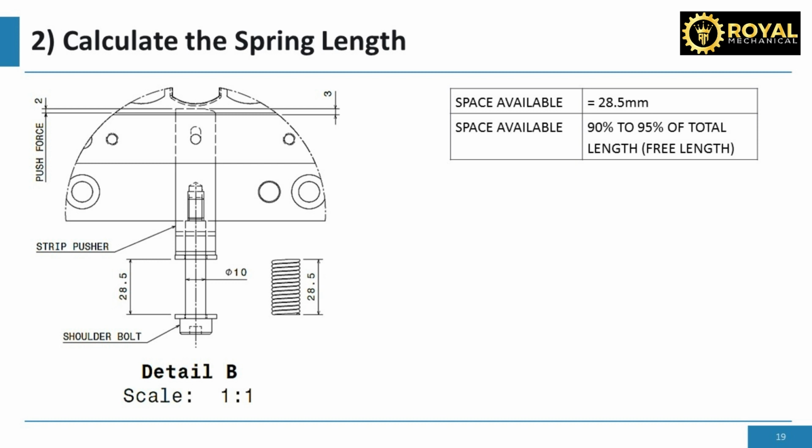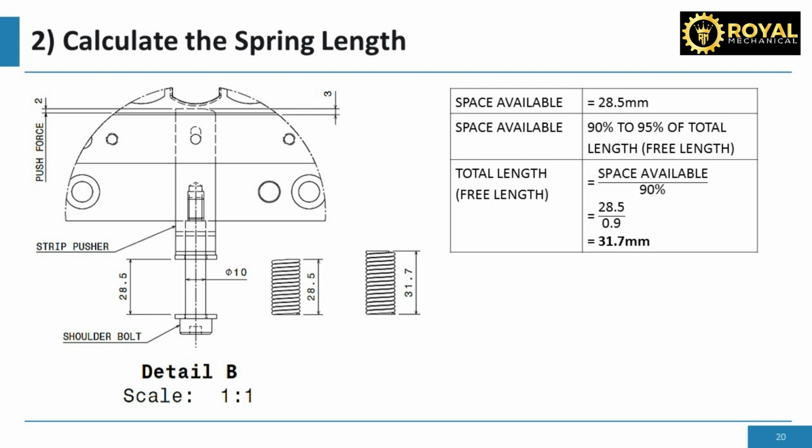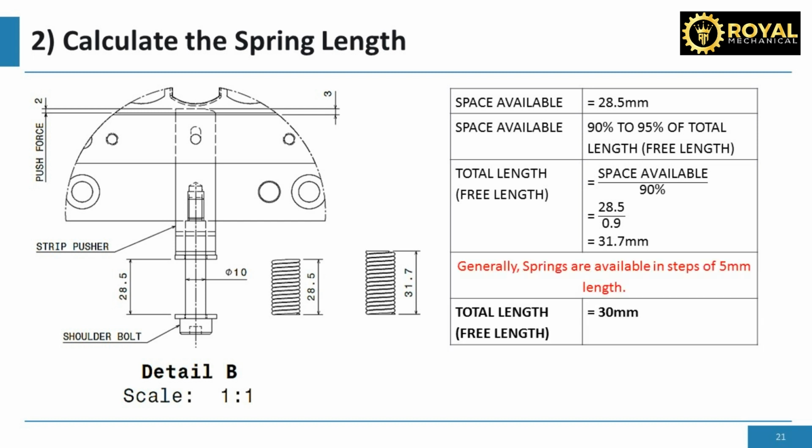For example, a spring of 10 mm is mounted in the space of 9 mm, so that the spring is always compressed by 1 mm. This compression is called preload. We can calculate the total length or free length of spring by dividing the space available by the preload amount. 28.5 divided by 0.9 gives us the total length or the free length of spring as 31.7 mm. Generally, springs are available in steps of 5 mm length. Hence, we can finalize the total length or the free length of spring as 30 mm.